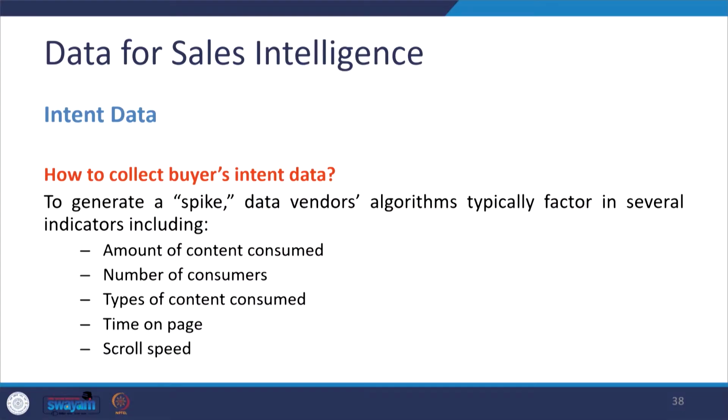So how do you collect buyer intent data? To generate a spike, data vendors' algorithms typically factor in several indicators, including the amount of content consumed by that business account, the number of consumers, the type of content consumed, time spent on page, which we also call dwelling time, and scroll speed, how slowly or how fast the business account is scrolling through these pages.